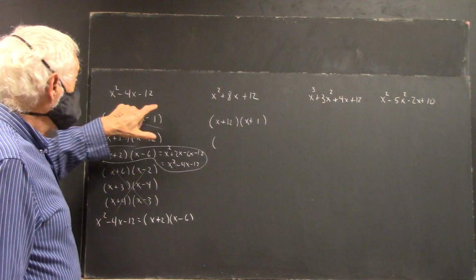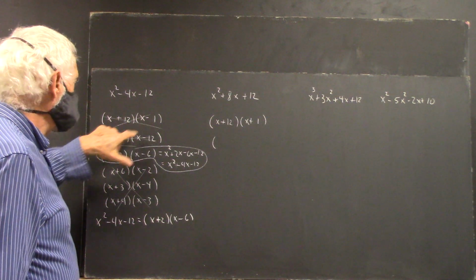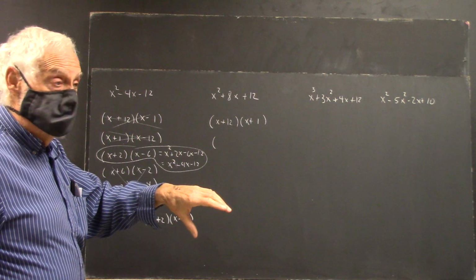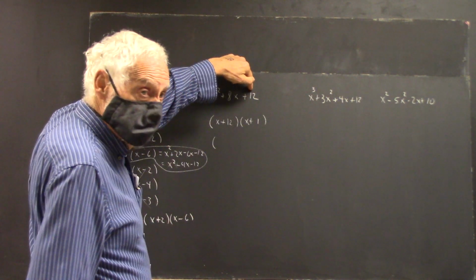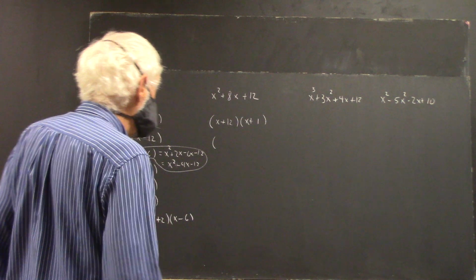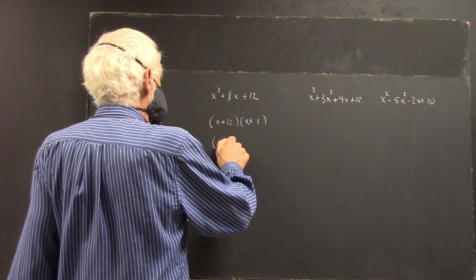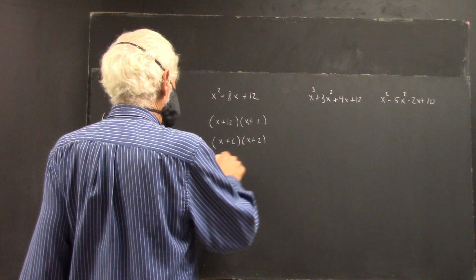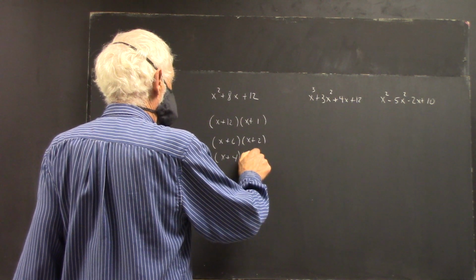So again, you get x plus 12 times x plus 1. But we don't have to do x plus 1 times x plus 12 like we did over here when we had a plus and a minus. If you've got a negative here, then you're going to have to do the plus and minus on every possible factoring of 12, every possible breakdown of 12 into two factors. So here it's actually a little simpler. It could be x plus 6 times x plus 2, or x plus 4 times x plus 3.